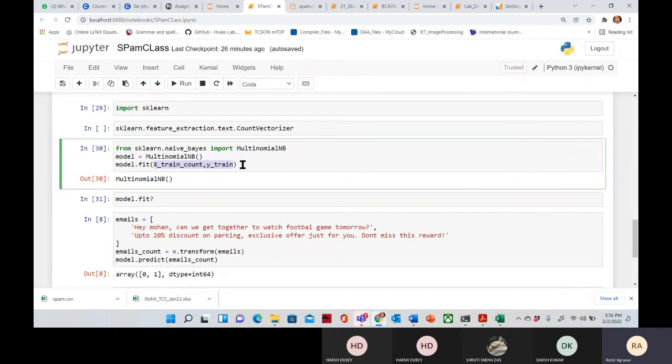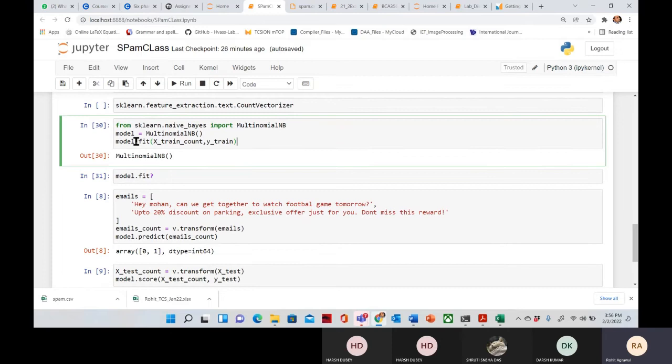After writing this statement, now our model has learned the email classification. So now we can test our model on unknown data. We will test our model on the unknown data. Okay, so this section of code is clear. Yes, sir.